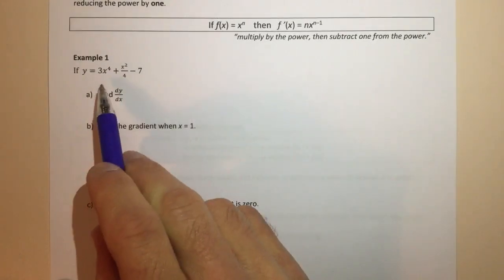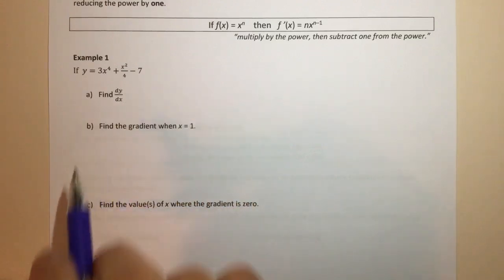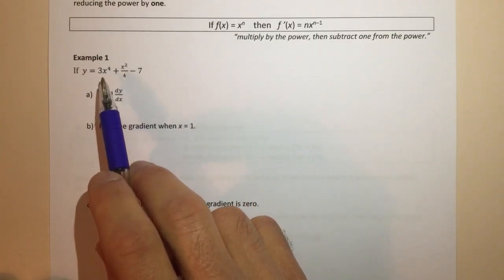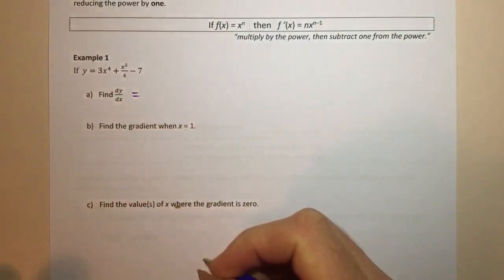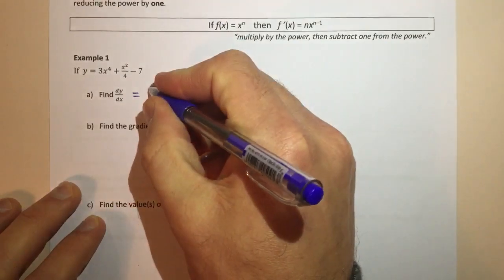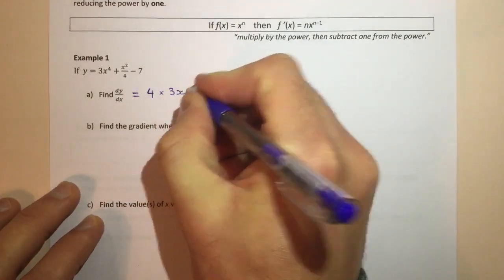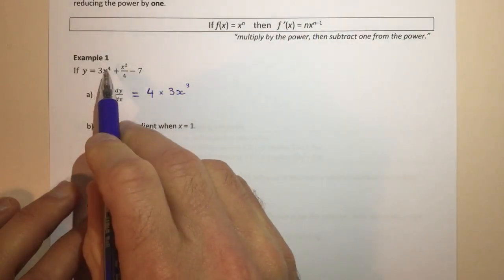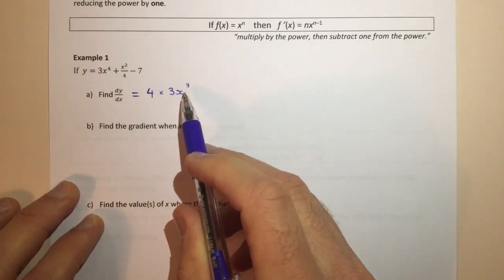We're told that y equals 3x to the power of 4 plus x squared over 4 minus 7. And we're being asked to find dy dx. Well, to do this, what we're really going to do is just differentiate term by term. And so the first one will be, well, multiply by the power and then subtract 1 from the power. So 3x to the power of 4 becomes 4 times 3x to the power of 3. You can see the power's gone down by 1.